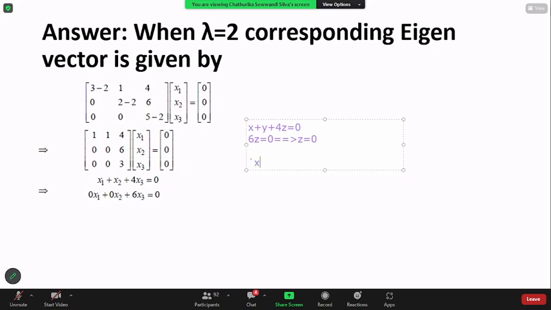Then x plus y... right. Then if we substitute z equals 0 in the first equation, so then x plus y is equal to 0.